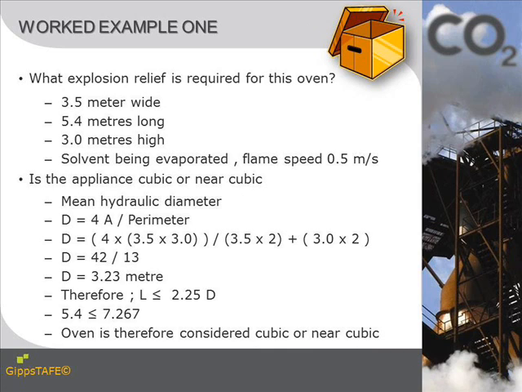The first worked example we are going to look at is a combustion chamber size of 3.5 meters by 5.4 meters long by 3 meters high, and the solvent being evaporated within the combustion chamber has a flame speed of 0.5 meters per second. First we must find out is the appliance cubic or near cubic. Firstly we determine D, and D equals 4 times A divided by the perimeter. Therefore D equals 42 divided by 13, therefore D equals 3.23 meters. If we look at L is equal to or less than 2.25 times D, therefore 5.4 is less than or equal to 7.267. Therefore we can consider this combustion chamber to be cubic or near cubic.